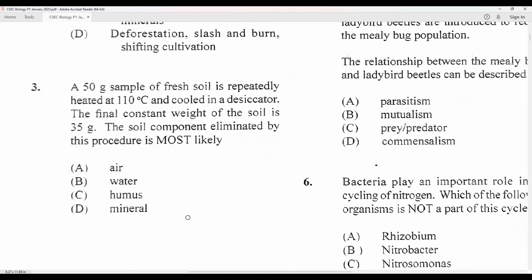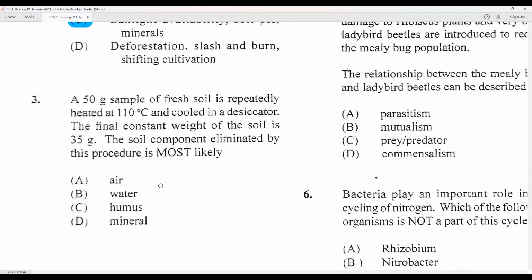A 50-gram sample of fresh soil is repeatedly heated at 110 degrees Celsius and cooled in a desiccator. The final constant weight of the soil is 35 grams. The soil component eliminated by this procedure is most likely, that's 15 grams. That's a change of 15 grams. So what came out? It would have to be water. When you heat it and cool it, you are removing the water from the soil.